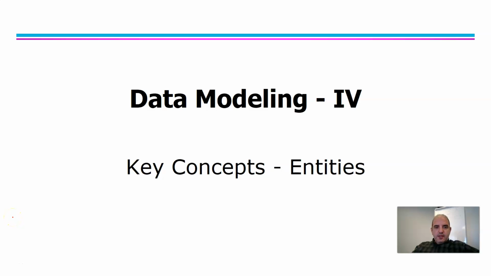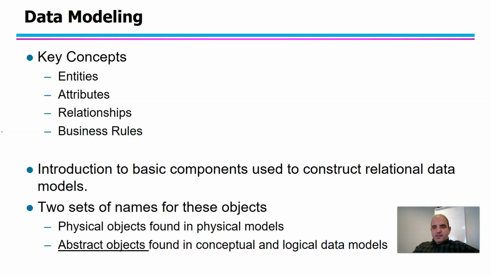Data modeling has some key concepts. Starting from the entities, now I want to mention these key concepts. So basically there are four key concepts of data modeling: entities, attributes, relationships, and business rules. These are the key concepts that we use in logical and conceptual data models.